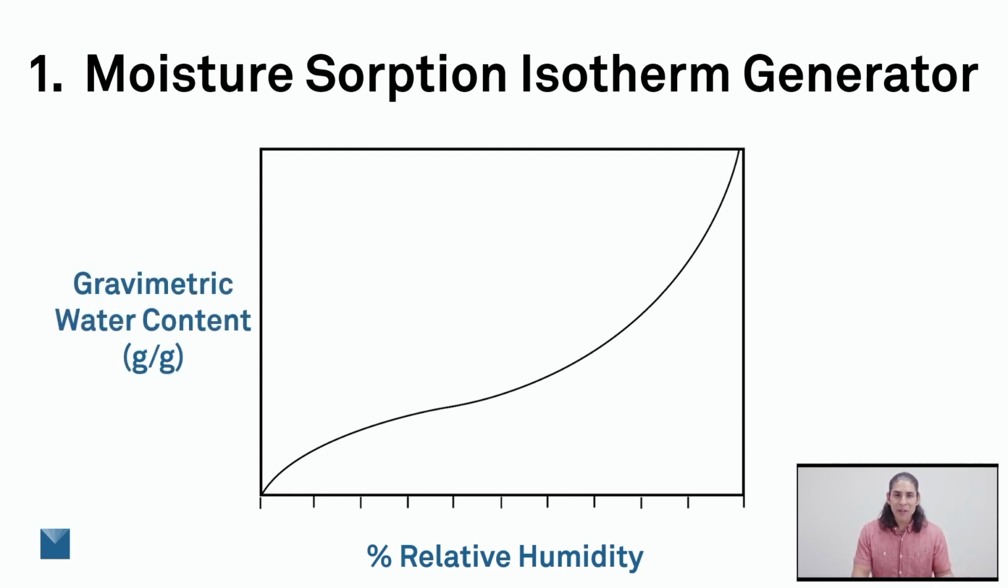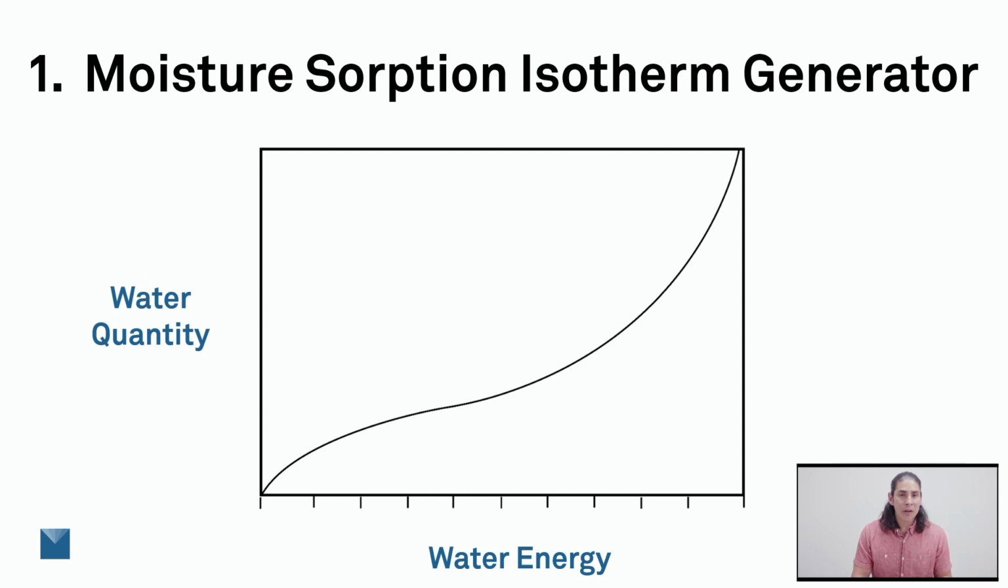So no matter what industry you're in, this is primarily used to look at the relationship between water energy as well as water quantity. And we use this to look at the complete moisture map for your sample or for your product. So it tells us everything that we need to know about the water in that sample or product.